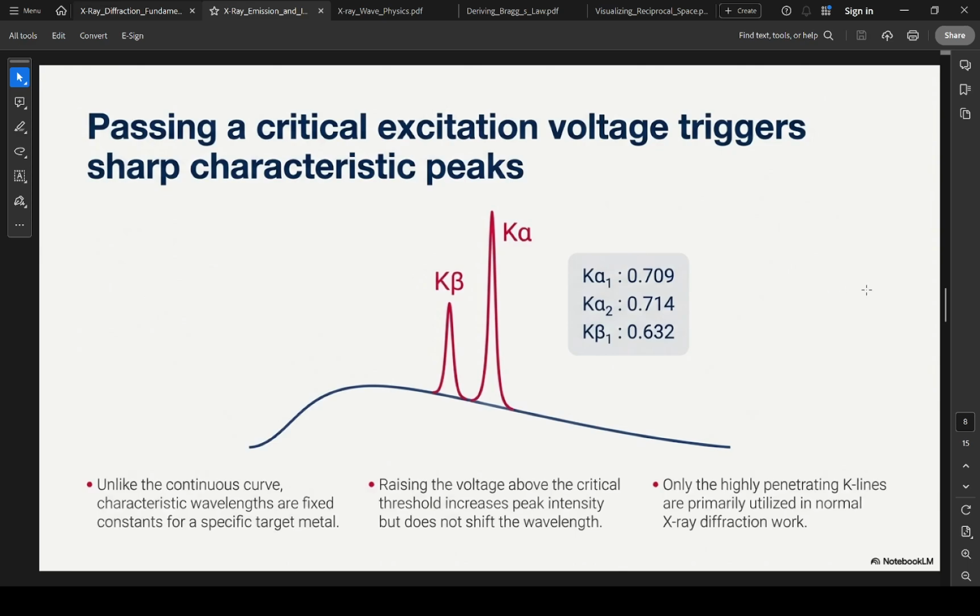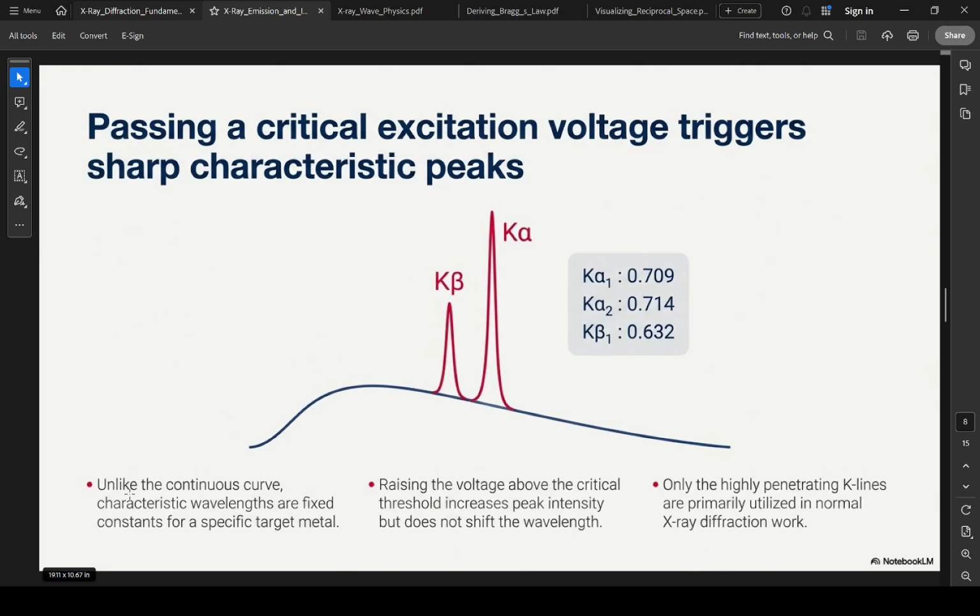And once you cross a specific critical excitation voltage, that is a minimum voltage that is able to create wavelengths smaller than the characteristic wavelengths, you are able to see these sharp characteristic peaks, which are K alpha, K beta. So for molybdenum, the wavelengths are: K alpha 1 is 0.709 angstrom, K alpha 2 is 0.744 angstrom, K beta 1 is 0.632 angstrom.